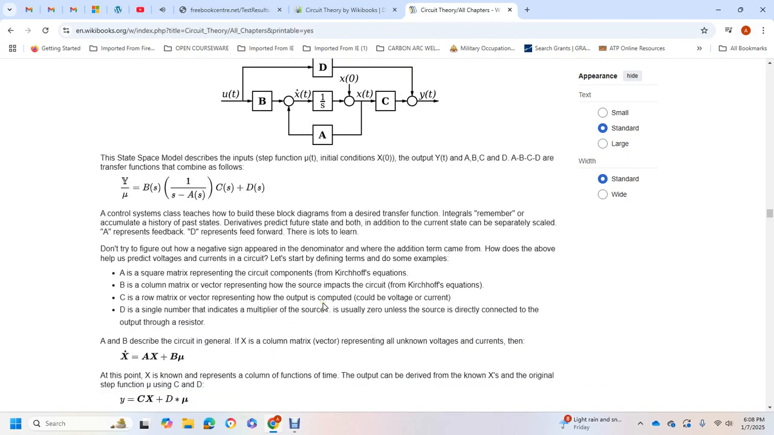Do not try to figure out the negative sign, the period, the denominator, or where the additional terms came from. How does the above predict the volts and currents of the circuit? Let's start by defining the terms with some examples.